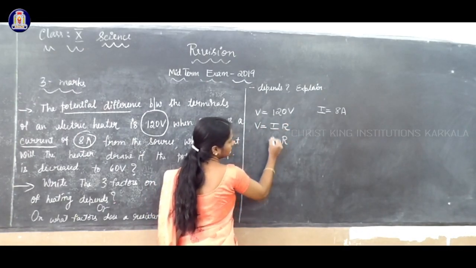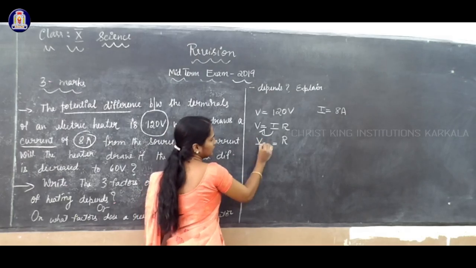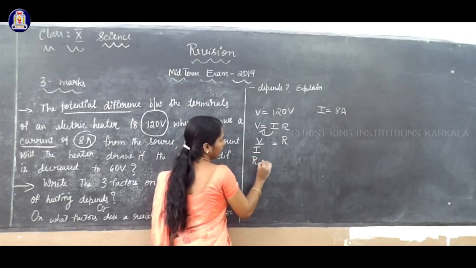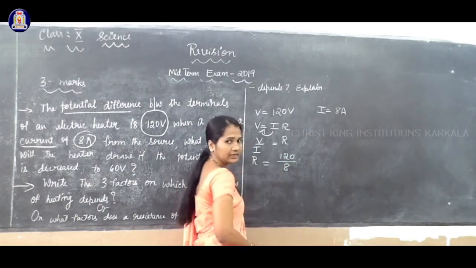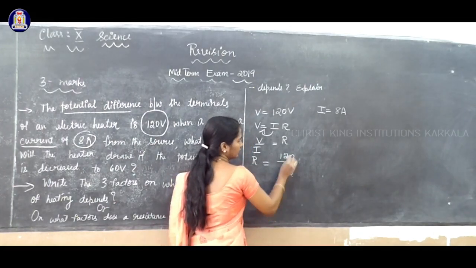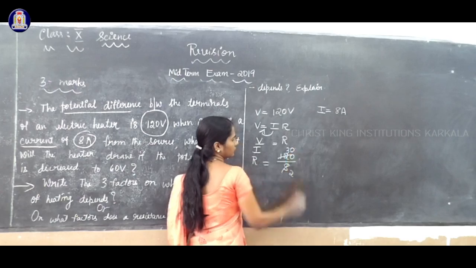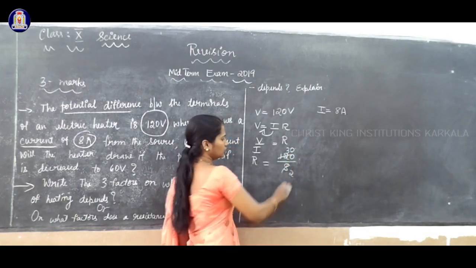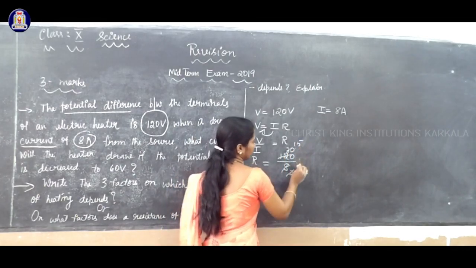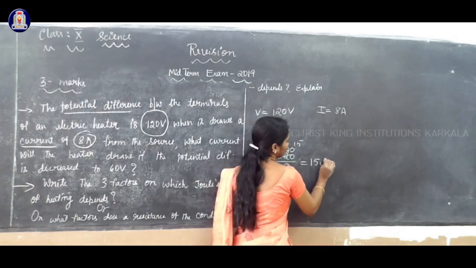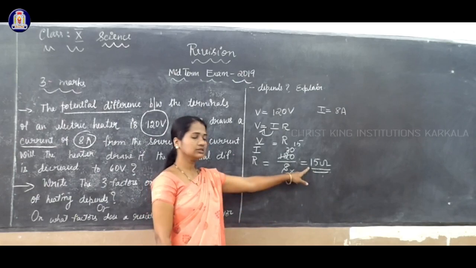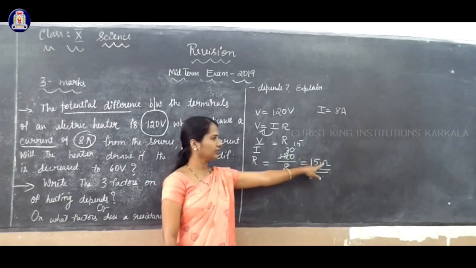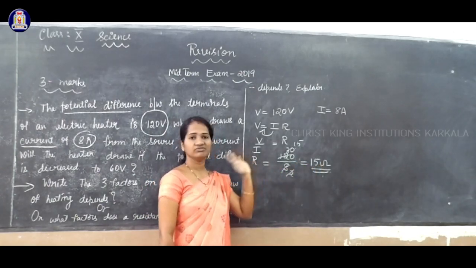R is equal to, bringing I to this side, V divided by I. So R is equal to 120 divided by 8. 4 2s are 8, 4 3s are 12, 0, 2 1s are 2, 15. That is, R is equal to 15 ohm. Along with the SI unit, your answer should be there. Resistance, SI unit ohm, so the answer is 15 ohm.